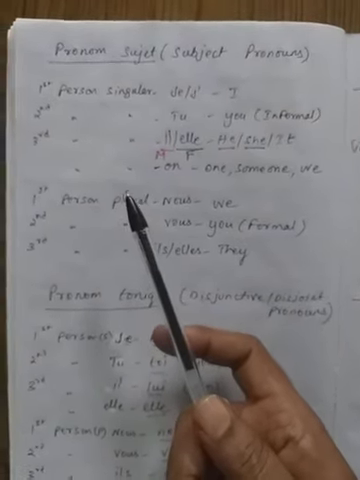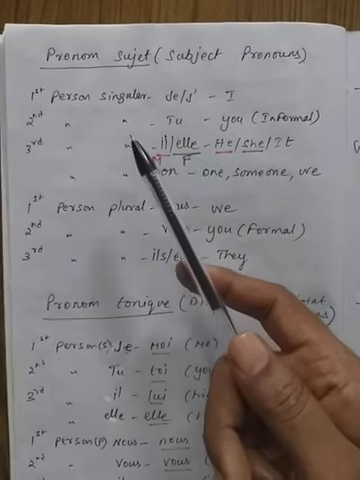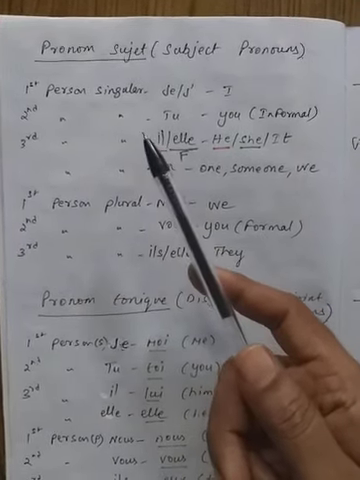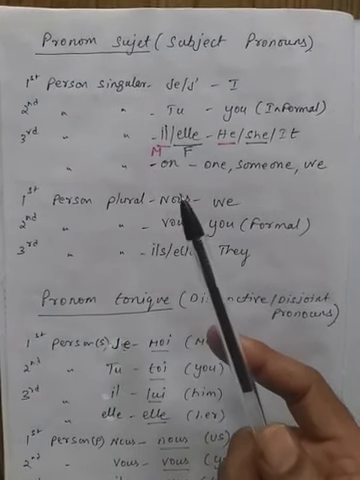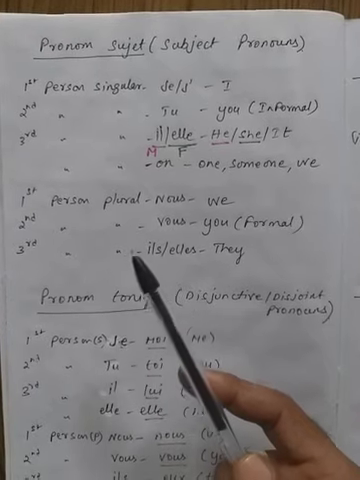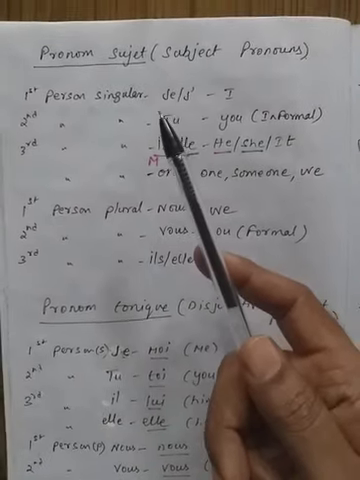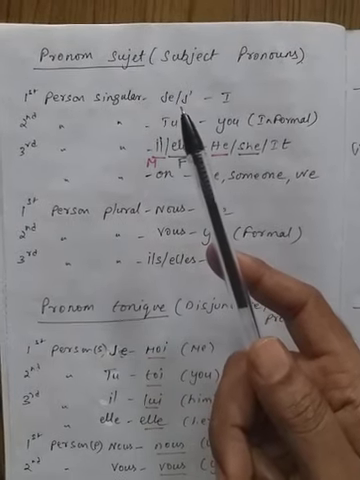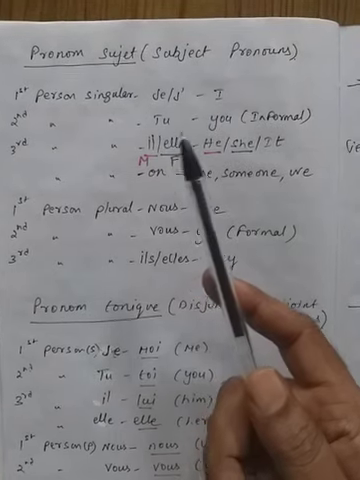So what are the 6 subject pronouns? You have this order, and you have to remember this order. First person singular, second person singular, third person singular. 3 singular pronouns are there. After that, 3 plural pronouns are there. Let us start with the first person singular: je, j apostrophe, meaning I. Second person singular, tu, meaning you.